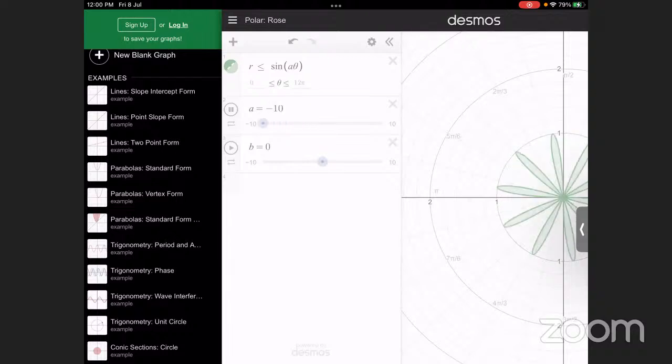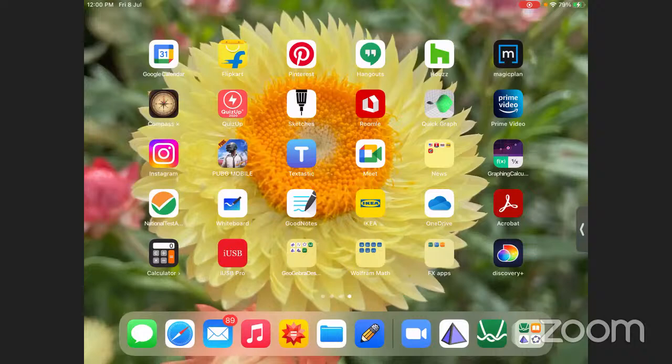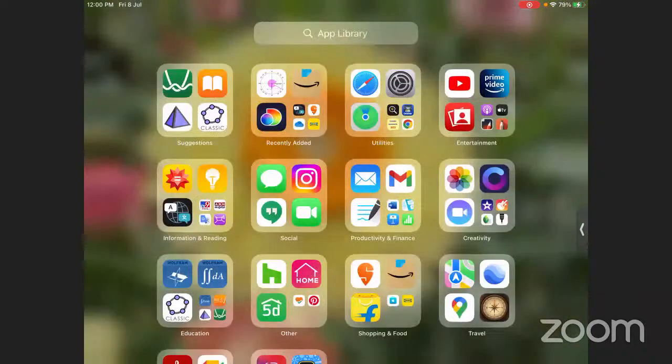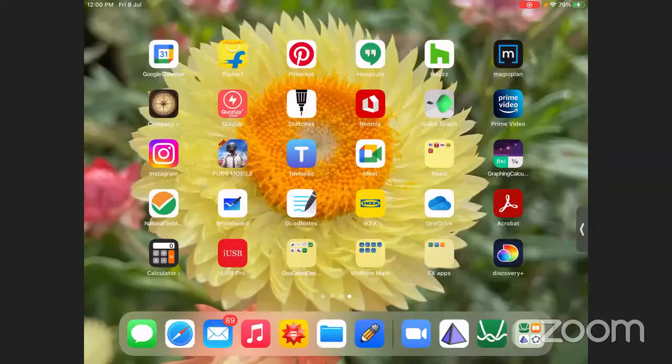The iPad has its own inbuilt grapher tools. They're very, very powerful, of course. My iPad has its own grapher tool, which is more powerful than this. But having done this, I want to show you something different on course assistants.